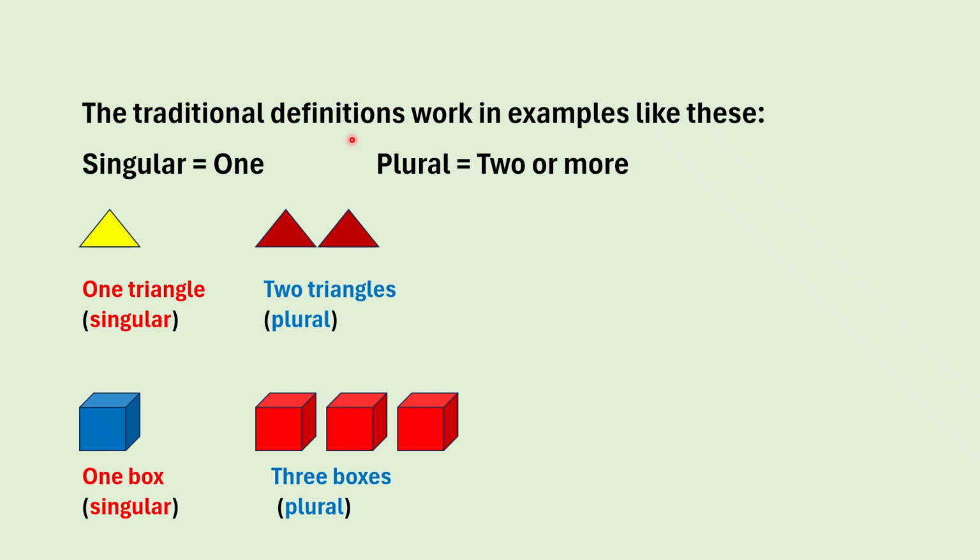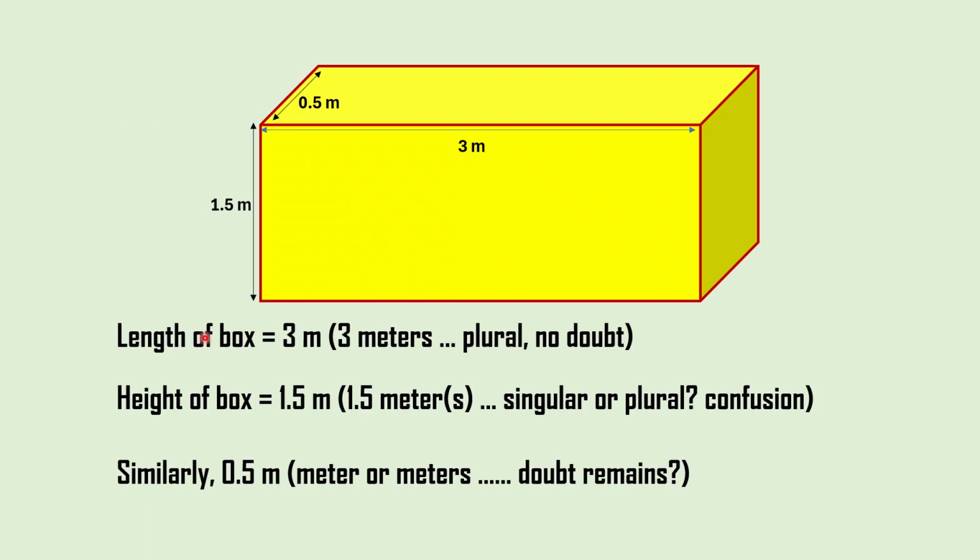The traditional definitions, singular 1, plural 2 or more, will work fine in examples like these. 1 triangle, 2 triangles. 1 box, 3 boxes. 1 boy, 5 boys. So in these cases, it works very well. But there will be other quantities which could cause confusion and which will not fall under either of these two categories. Now here we have a box. Length of the box 3 meters. 3, so it is plural. No doubt about that. 3 is always plural, 3 meters.